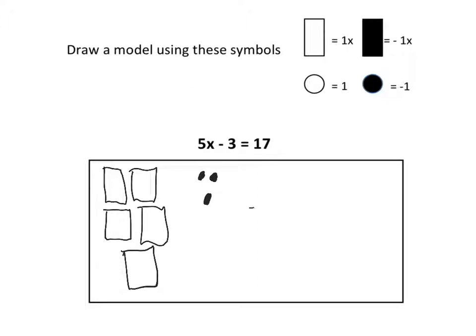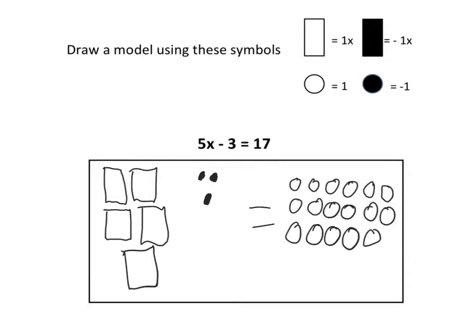We have our equal sign. And then we have 17. So that is 17 open circles or non-shaded circles. So here's our 17 non-shaded circles. So this equation reads 5x minus 3 equals 17.